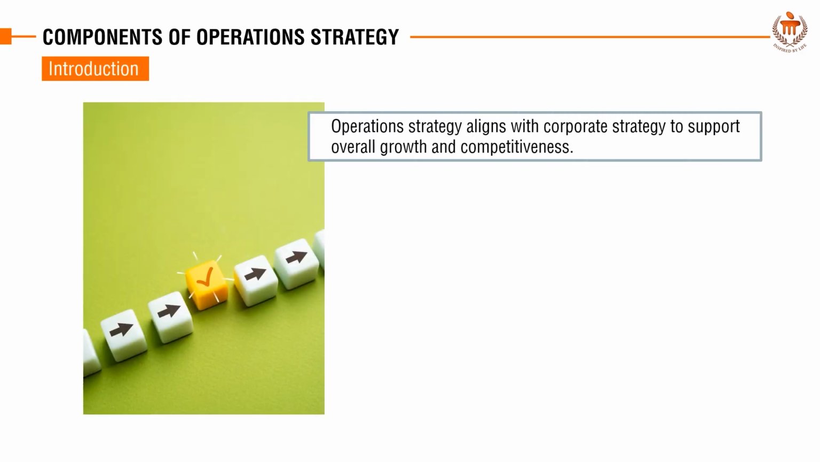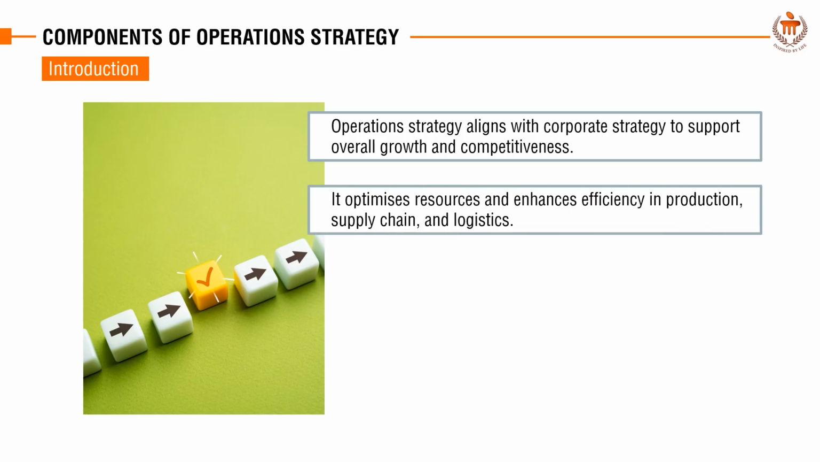Operation strategy is a key component developed under the broader framework of corporate strategy. Corporate strategy defines the overall direction and long-term objectives of an organization, focusing on growth, market positioning, and competitive advantage. Within this framework, operation strategy aligns the operational functions such as production, supply chain, logistics, and technology with the corporate goals. It ensures that the resources are optimized and processes are efficient to support the company's overarching missions.